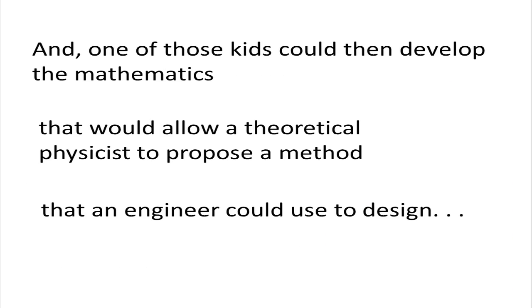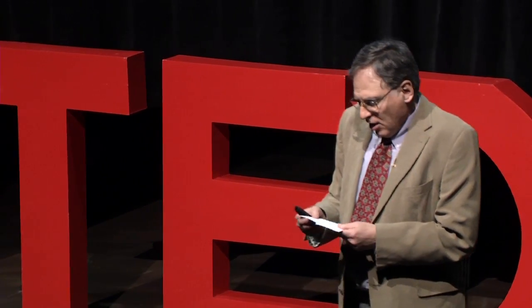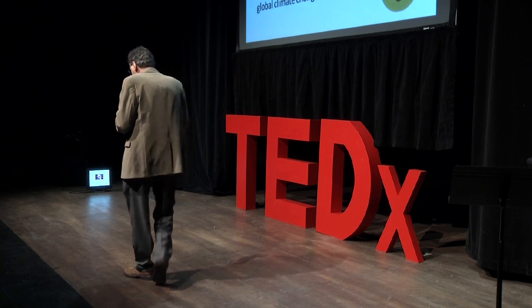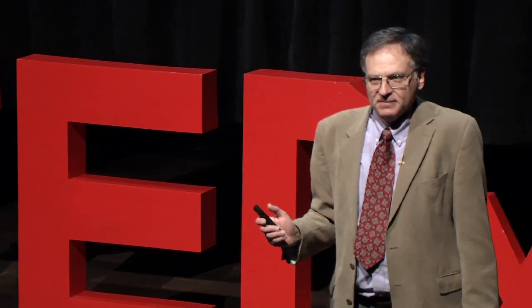And one of those kids could then develop the mathematics that would allow a theoretical physicist to propose a method that an engineer could use to design a cold fusion nuclear reactor which could produce virtually limitless, safe, inexpensive energy, thus saving the world from the ravages of poverty and the catastrophic effects of global climate change. I mean, what more would you want from a subject? And all because one day a teacher decided to talk about this. Thank you.